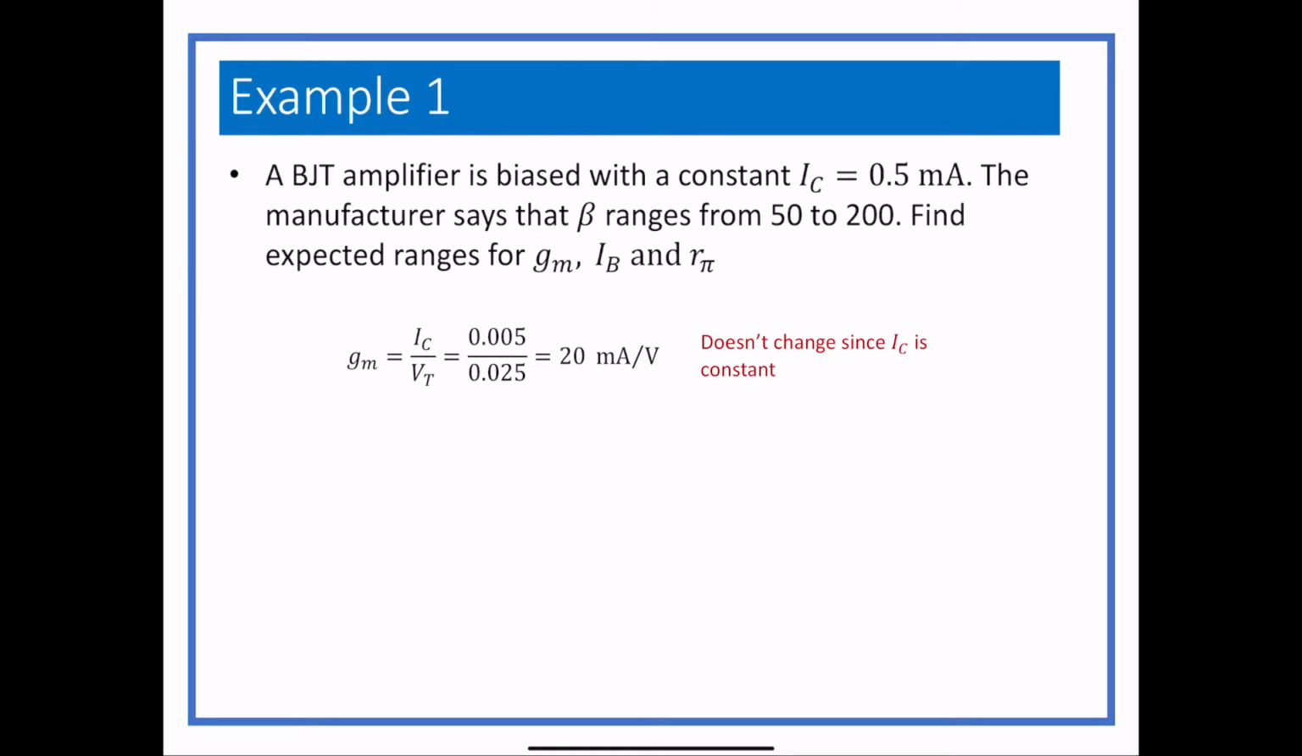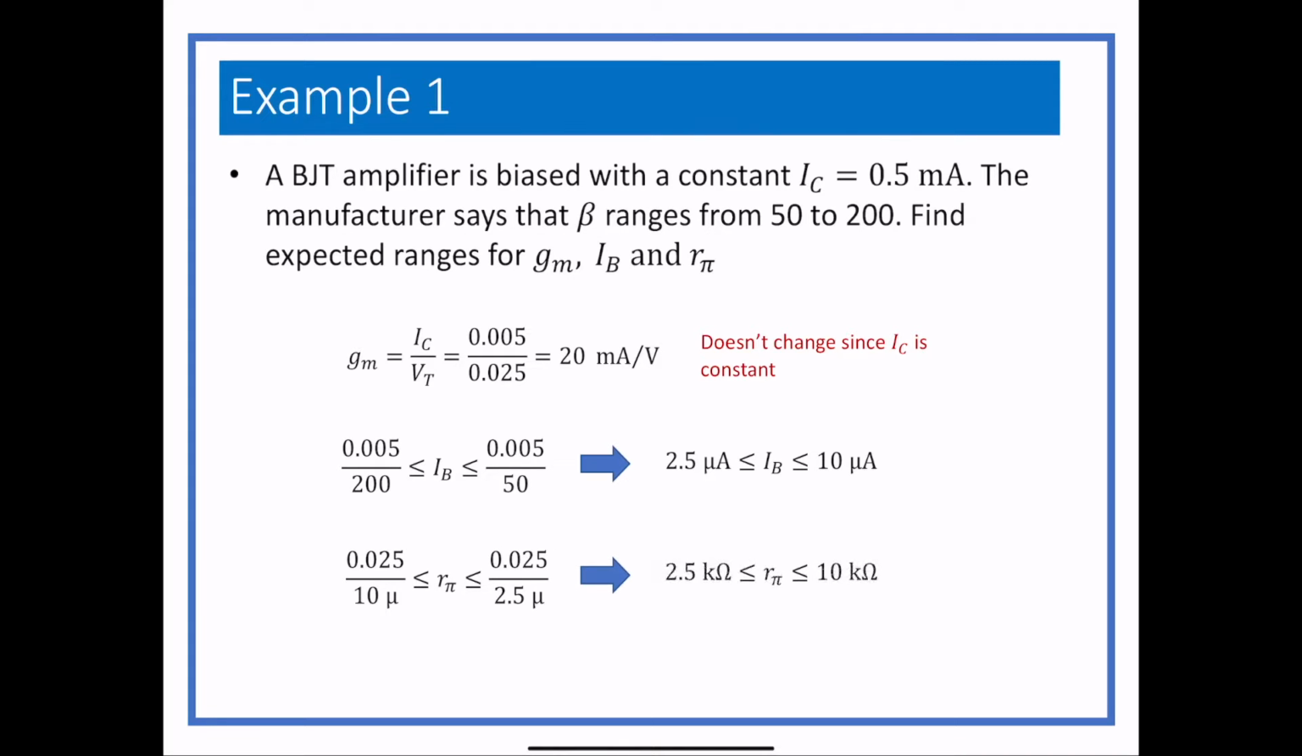So we can find the range of base currents just by taking IC over the large value of beta and IC over the small value of beta. That gives us the range of base currents we could have. And then for the R pi values, we just take the thermal voltage and divide by IB, using the two different values we found, and we get a range for R pi. That can make a big difference depending on the application you're using. So that's one type of resistance that you may encounter in models.